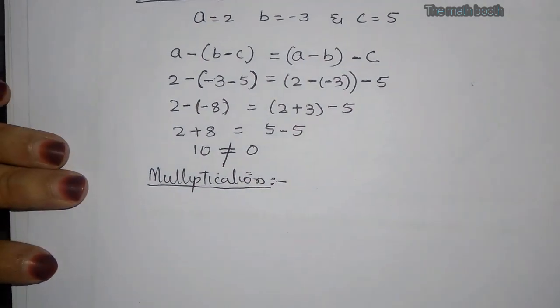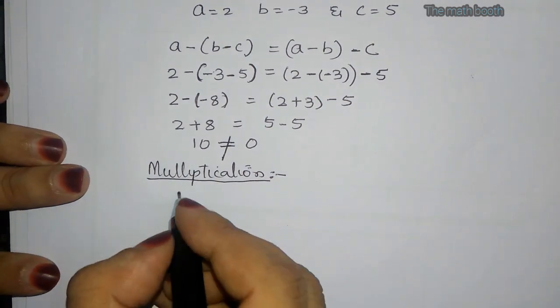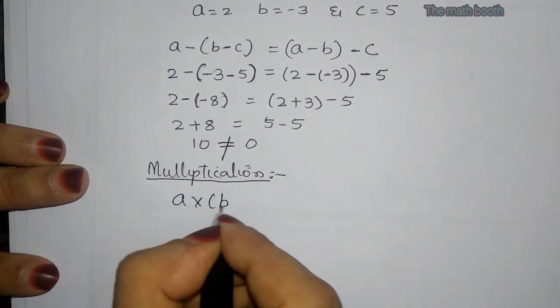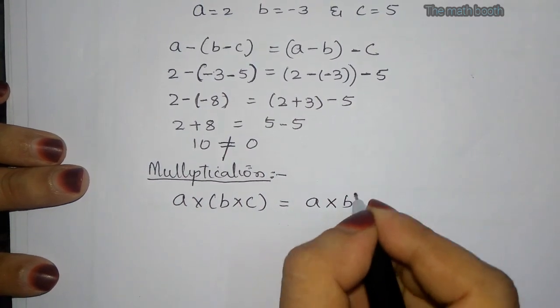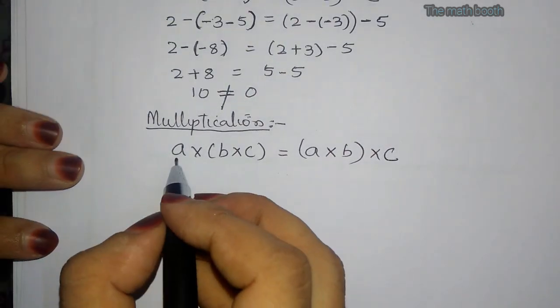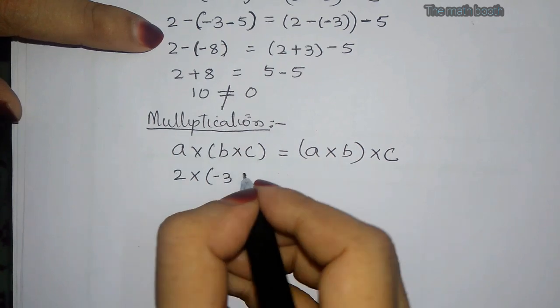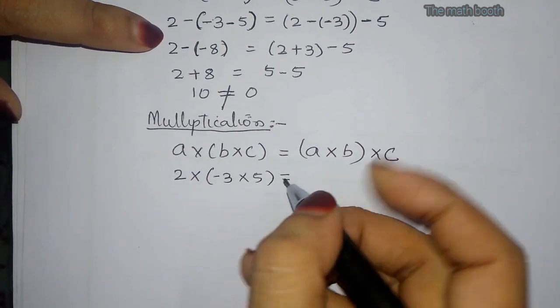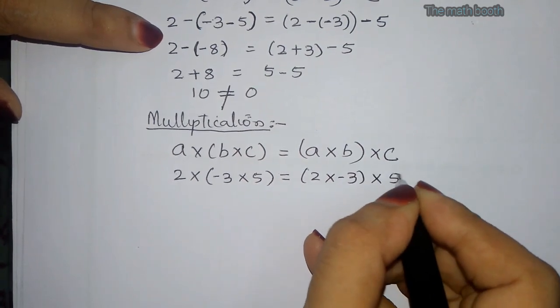Now multiplication. What we can write here: A into B into C is equal to A into B into C. Now A value is 2, B value is minus 3 and C value is 5, so 2 into minus 3 into 5.